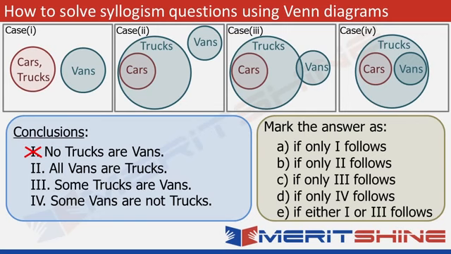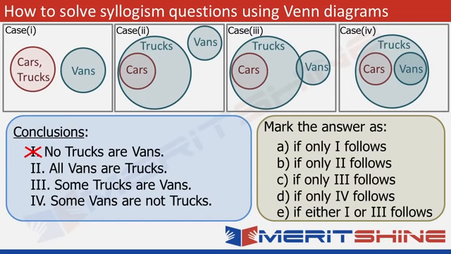You have to be absolutely clear about this. We would say that a conclusion follows only if it follows in all the cases, because all these cases are possibilities only. Since we can see that there is an overlap between trucks and vans in cases 3 and 4, we cannot conclude that no trucks are vans.